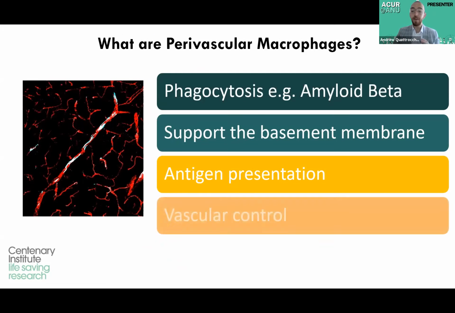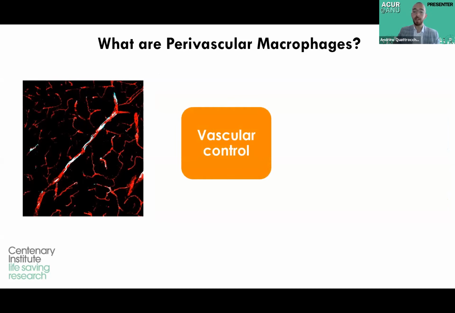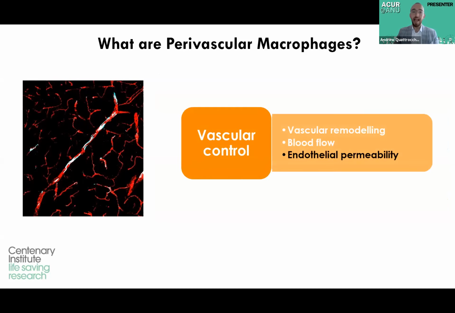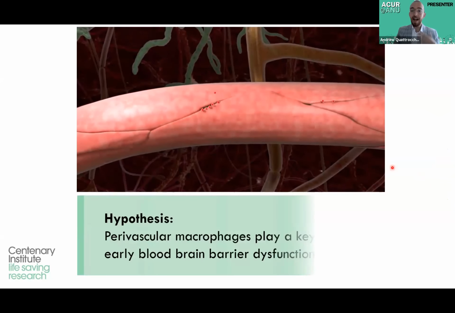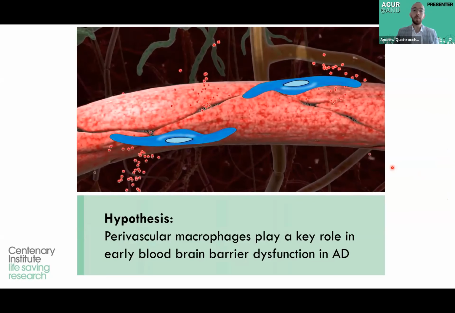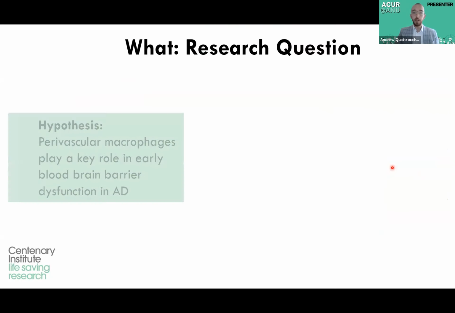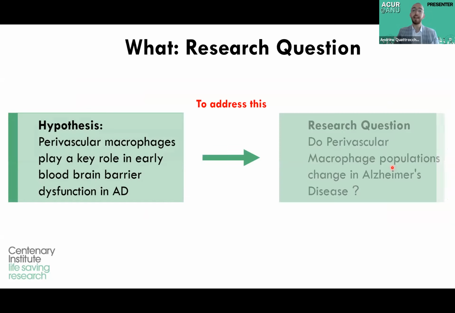And finally, they fundamentally control the vasculature, where they remodel its growth, support its maturation, as well as modulate blood flow. However, what I have time to look at is what is their role in modulating the permeability of the endothelium. My hypothesis is that perivascular macrophages play a key role in early blood-brain barrier dysfunction in Alzheimer's disease. To address this hypothesis, my first research question, and what I'll be presenting today, is: do perivascular macrophage populations change in Alzheimer's disease?